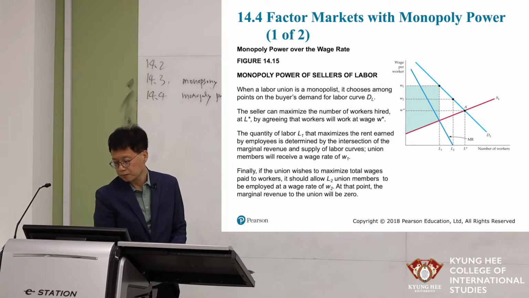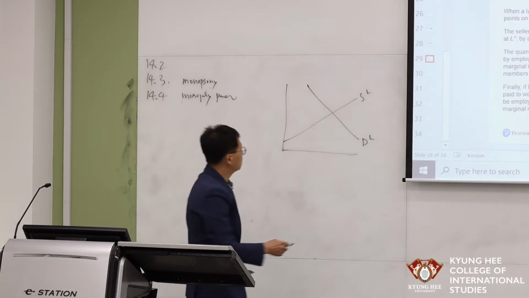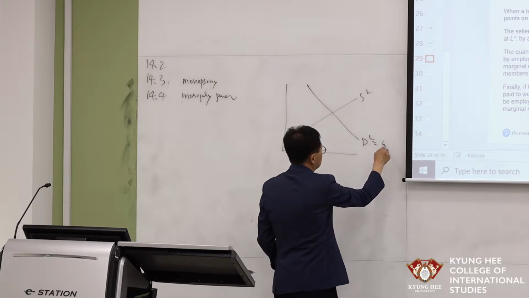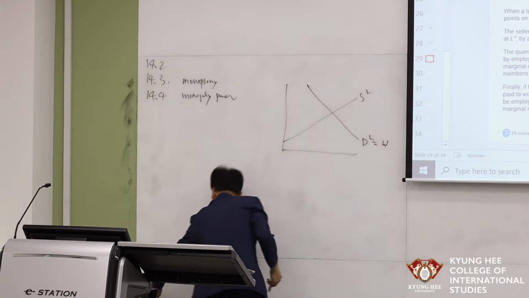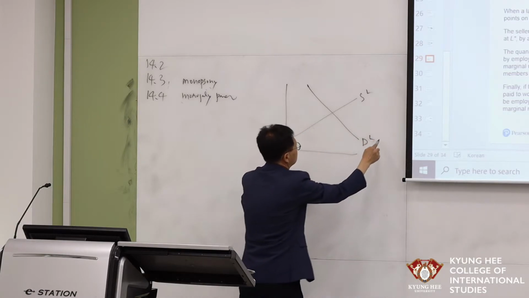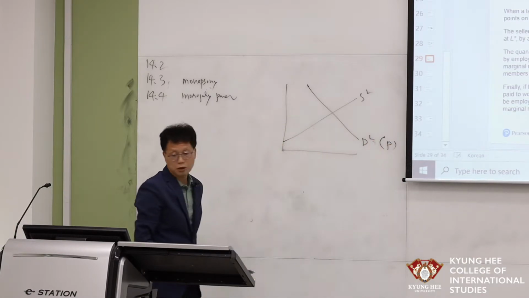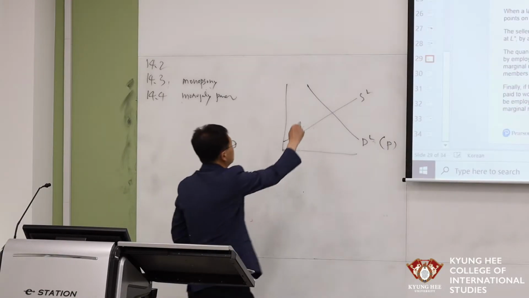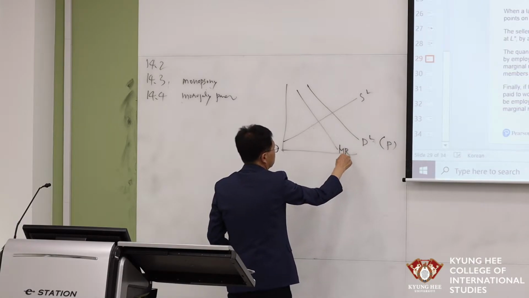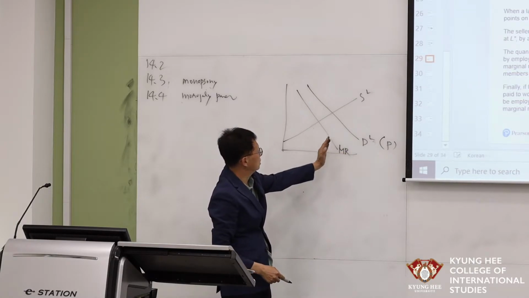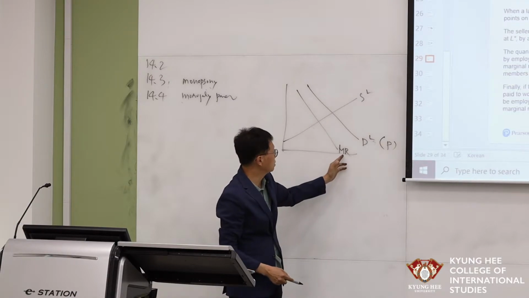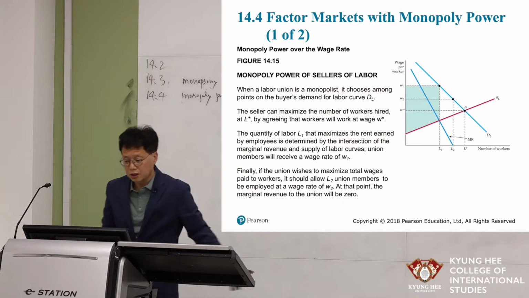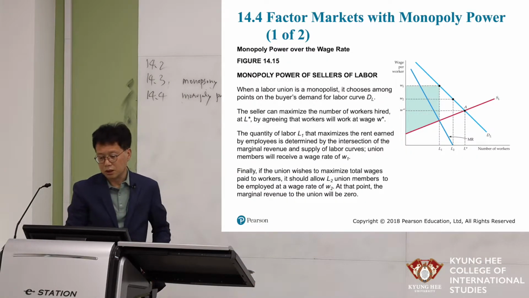So that is equal to MRPL, the wage rate. Okay, just like this. That is the demand for labor, or price curve, the wage rate curve. And that is the marginal revenue curve. At each quantity of labor, marginal revenue is smaller than the price of labor, the wage rate. It's like this. That is the marginal revenue curve.